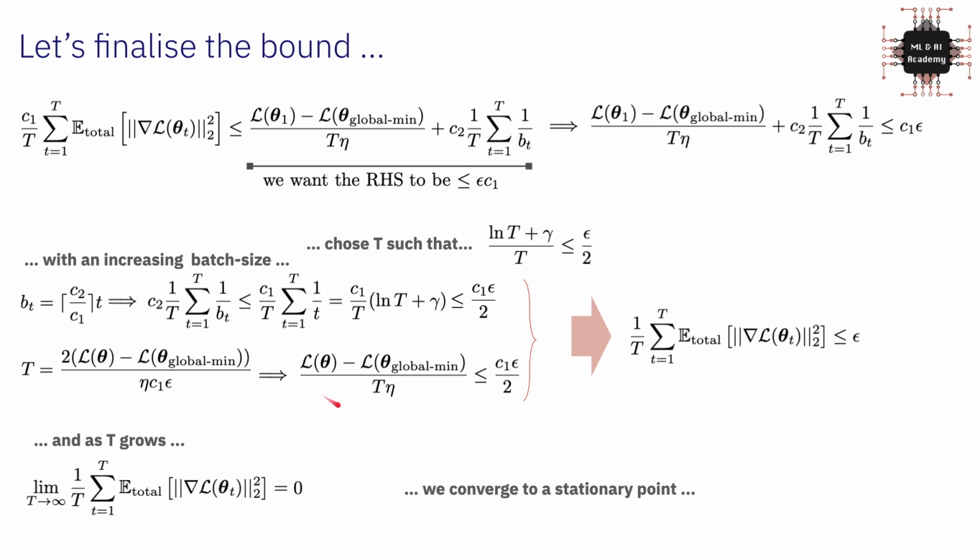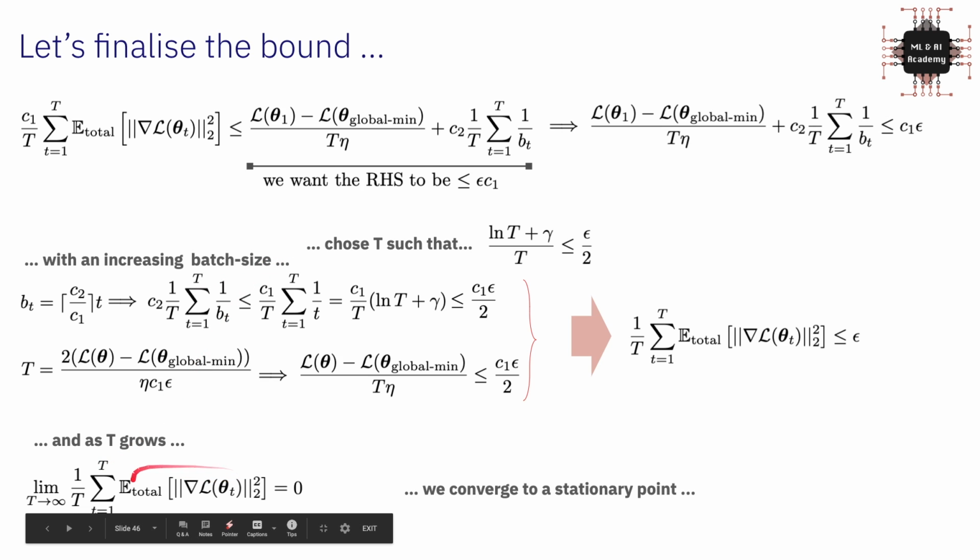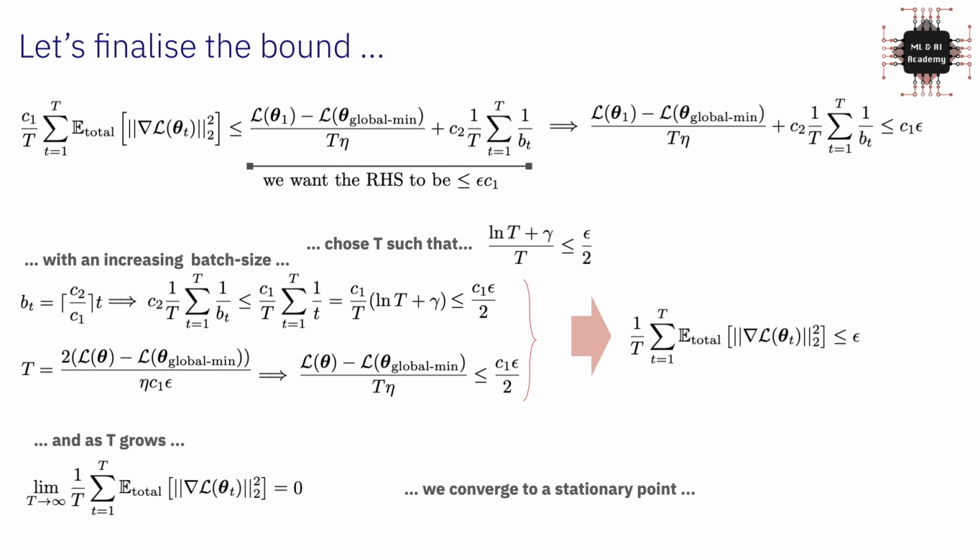But what's cool now is that if you grow your batch size as this function of time, then the average expected norm of the gradient squared will go to 0, which means we will converge to a stationary point. So if we give it infinite time with these choices, if you make the batch size increase, then you actually converge to a stationary point.